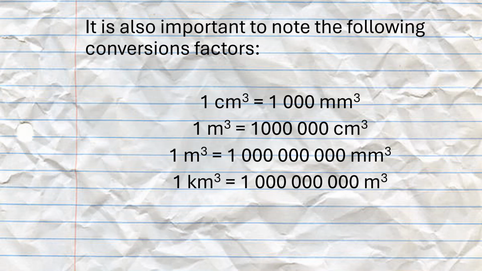It is also important to note the following conversion factors. 1 cubic centimeter is equal to 1,000 cubic millimeters. 1 cubic meter is equal to 1 million cubic centimeters. 1 cubic meter is equal to 1 billion cubic millimeters. For 1 cubic kilometer, it's equal to 1 billion cubic meters.